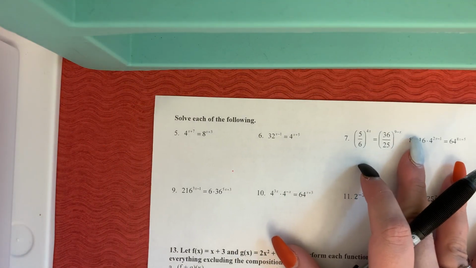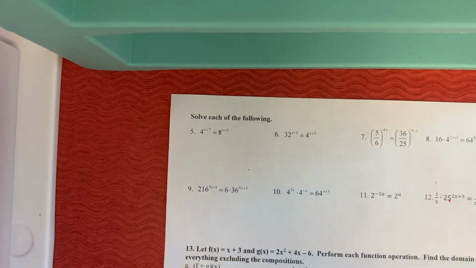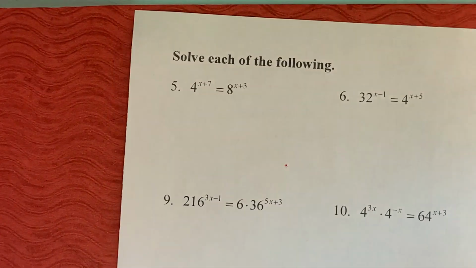So starting here, the easiest way to do these is to get them in their most basic form. Can I zoom in at all? Oh, I can. Great.